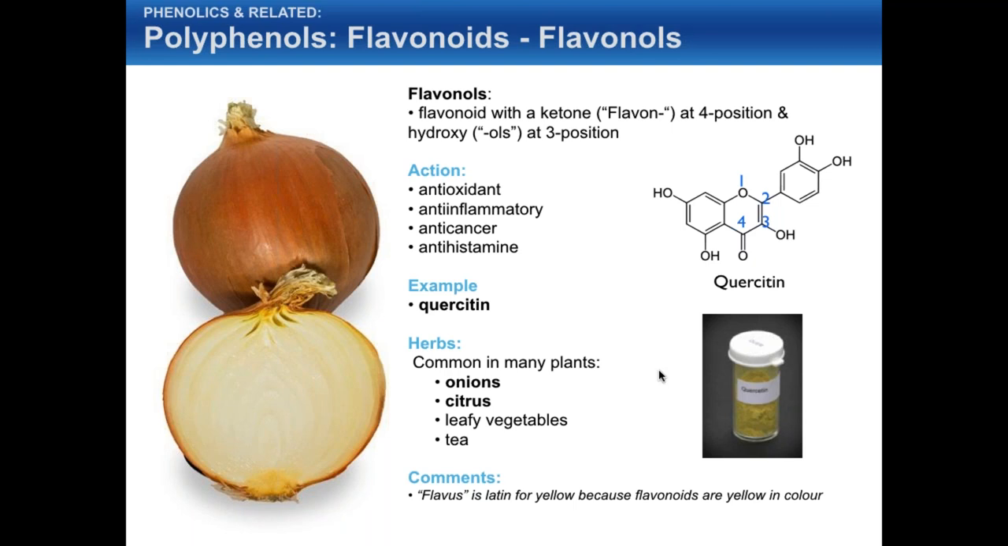If you look at the color of the onion, I'll be honest, I cheated a little bit and enhanced it in Photoshop just a bit to pull out the yellow so you could see it better. But those yellow compounds in the onion are compounds like quercetin. In Latin, flavus means yellow. And so flavonoids, most of the original flavonoids, are named because a lot of things like quercetin are yellow in color. Some of the other flavonoids have different colors.